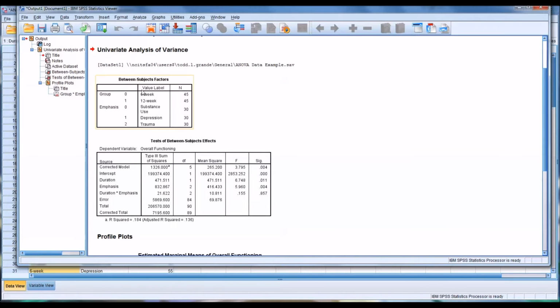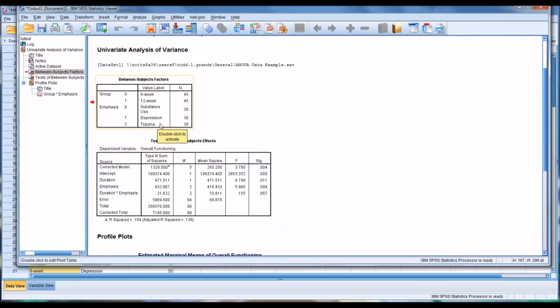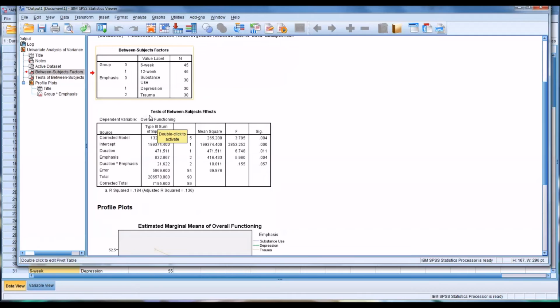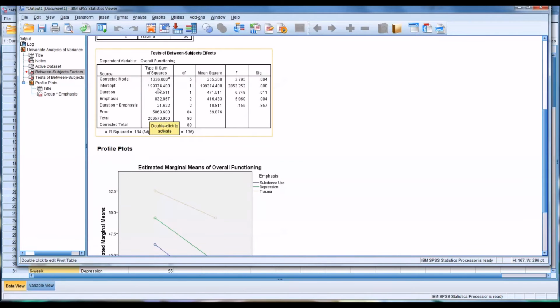So you can see in the first table, you have the sample size for each of the levels in this group. So you have 45 and 45 for the duration, and you have 30, 30, and 30 for substance use, depression, and trauma focus groups. So these are really just descriptive statistics. Then we look here at tests of between subjects effects.